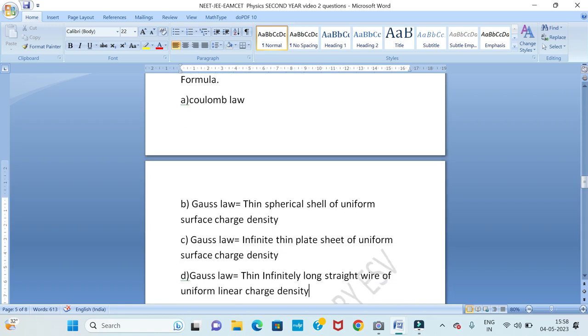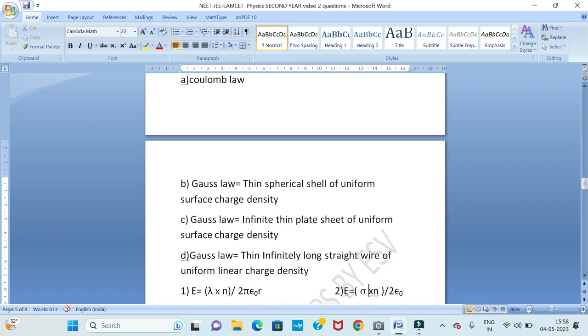So Coulomb law, Gauss law. Three Gauss laws are there: thin spherical shell, infinite thin plane, thin infinitely long straight wire. You have to find the charge density.